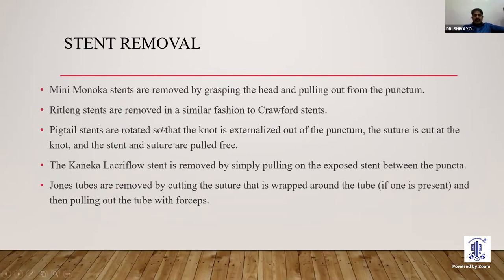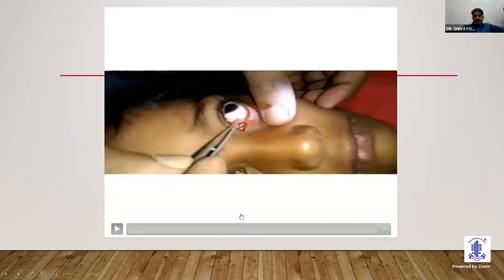Rittlings are removed again in a similar fashion as the Crawford stents. The canalicular lacrimal flow stent is removed by simply pulling the stents, and the Jones tube. Usually we try not to remove it, but again you have to cut the suture and you have to remove it if you want to remove it.